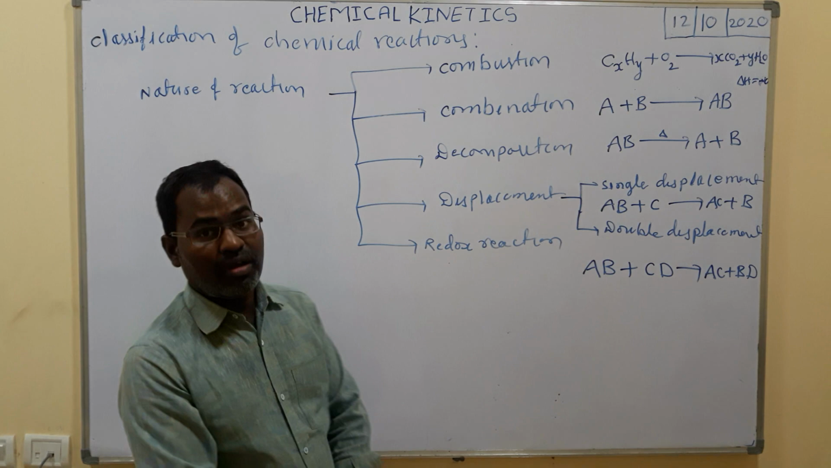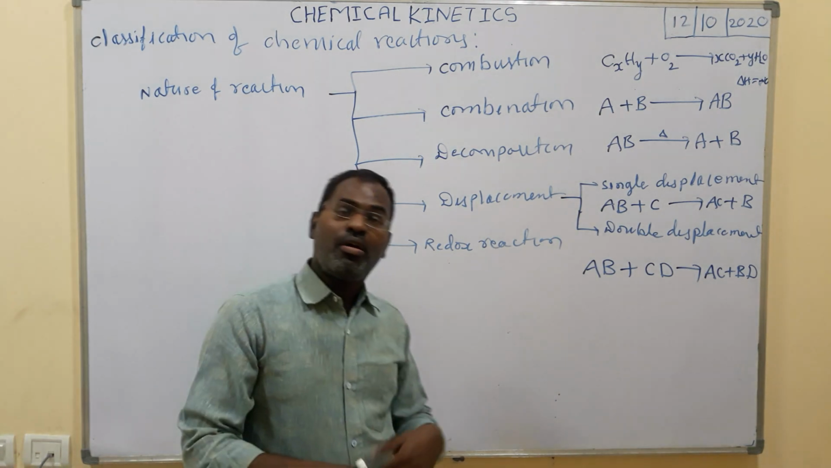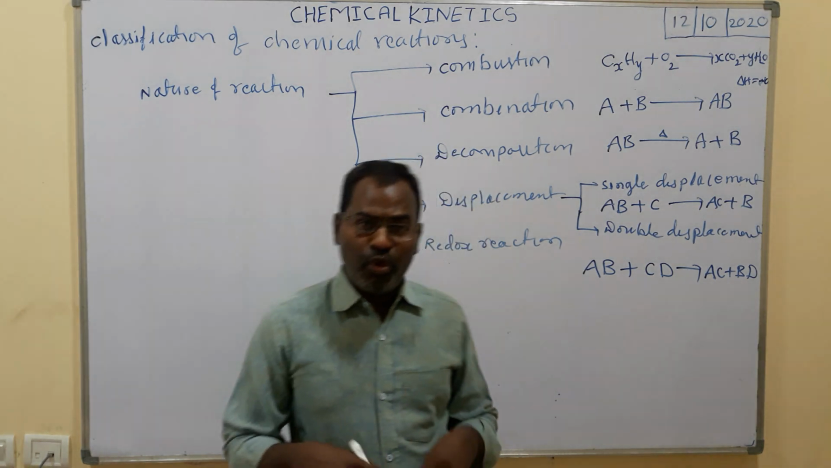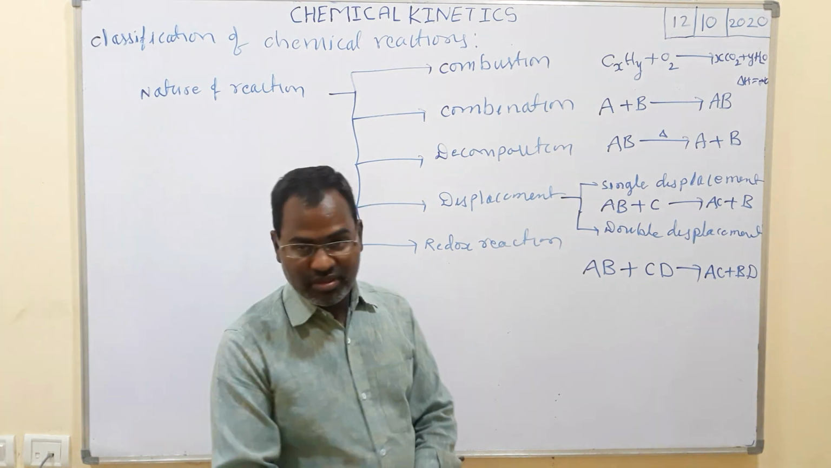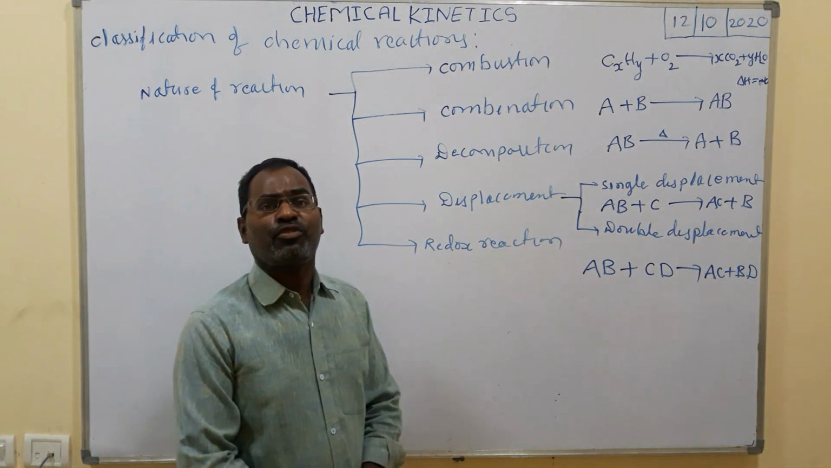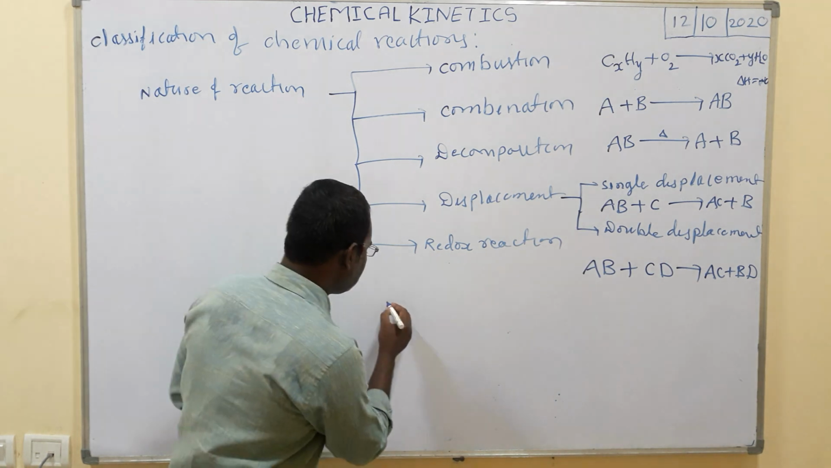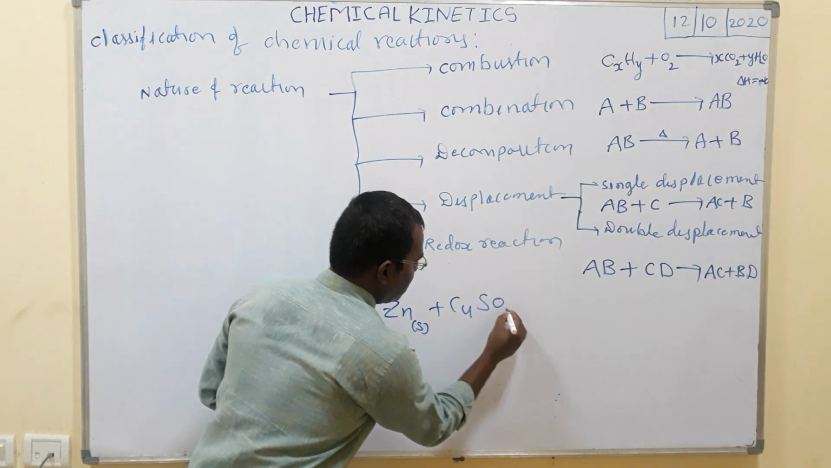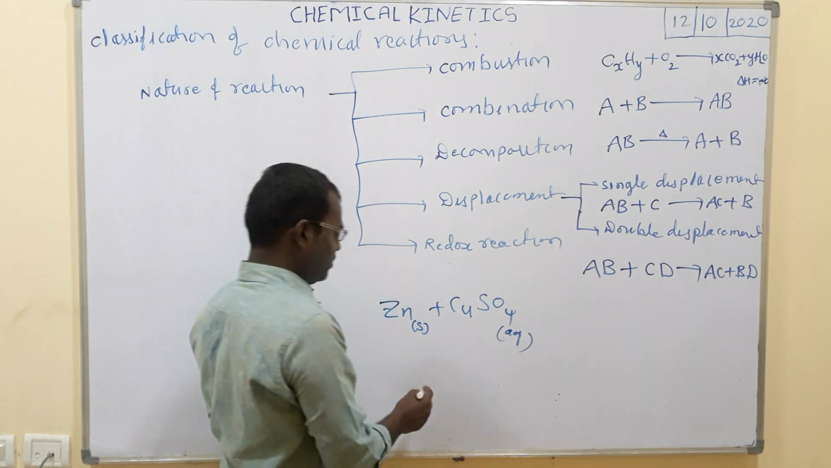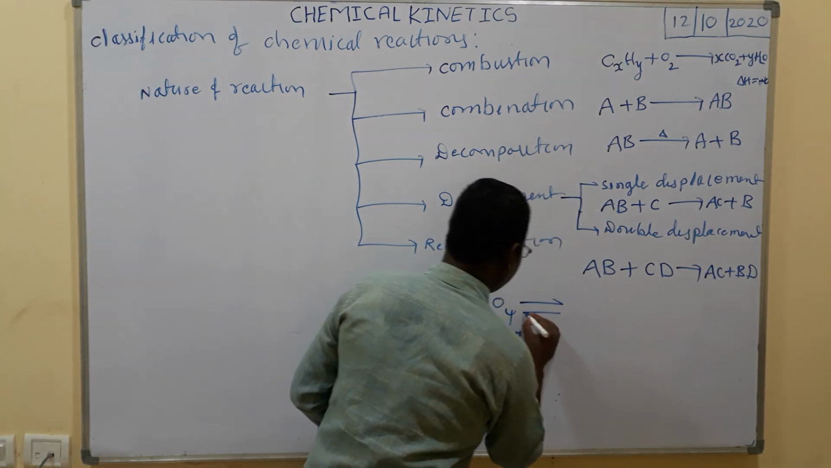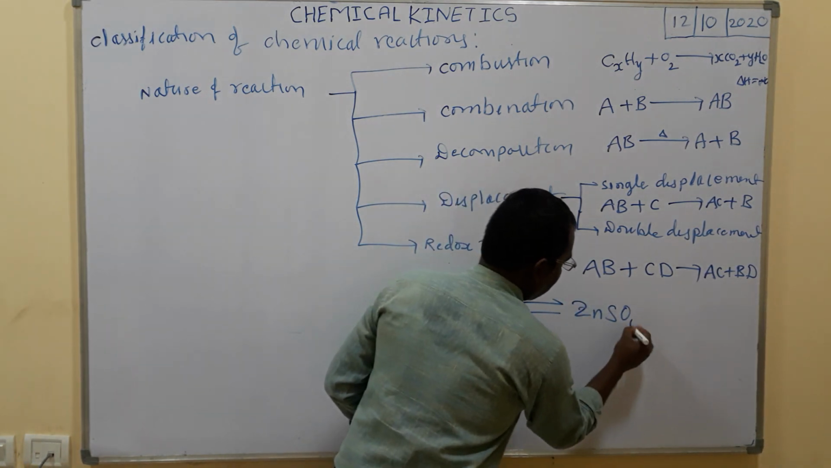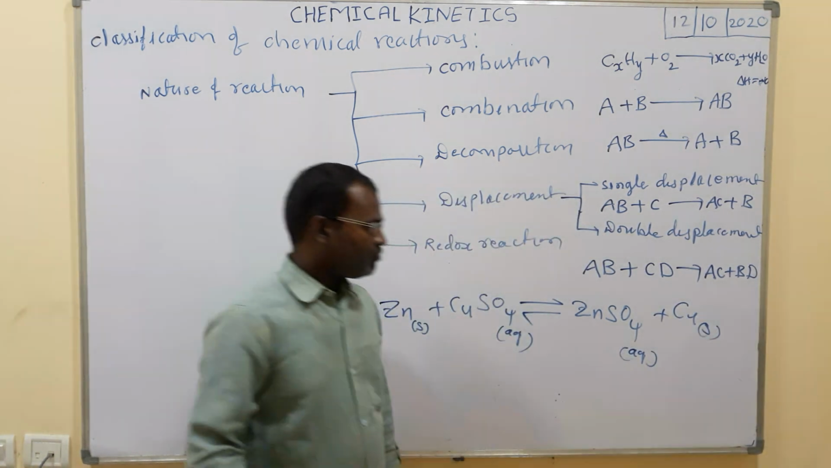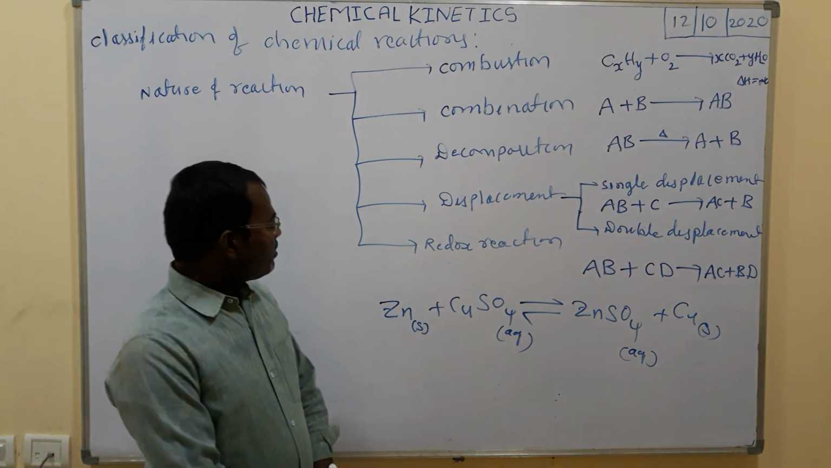And the last one is redox reaction. Redox reaction means a chemical reaction in which both reduction and oxidation take place. For example, take electrochemical reactions. The best example is zinc. If solid zinc combines with copper sulfate, then we get zinc sulfate plus solid copper. So this is the example for the redox reaction.